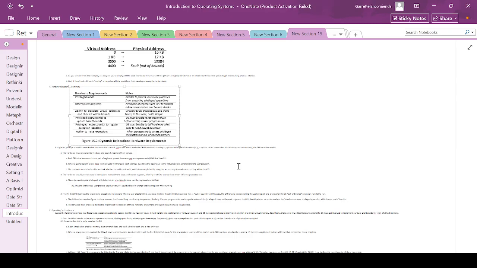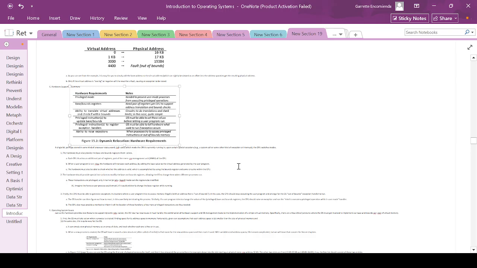Privileged instruction to update base and bounds. The OS must be able to set these values before letting a user program run. So the OS must allocate this base and bound to the process first. Because imagine if the process could set its own base and bound without the OS controlling that, it would cause disaster.